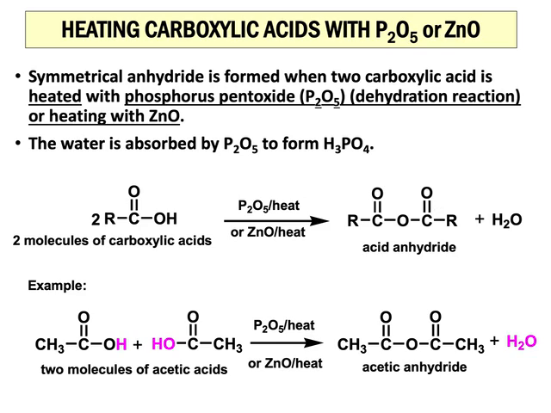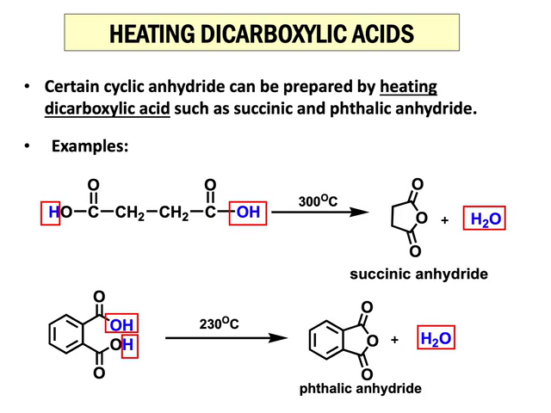Number two, synthesis by heating carboxylic acid with P2O5 or zinc oxide. Symmetrical anhydride means the alkyl groups of both acyl groups are the same. So heated using P2O5, this reagent. Two carboxylic acids react with this reagent to form acid anhydride, symmetrical acid anhydride.